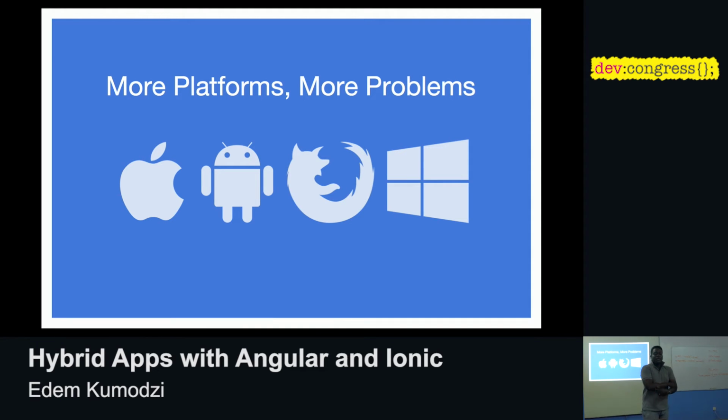So if you want to build a mobile app today, there's this problem, right? If you're building for iOS, you're choosing either Swift or Objective-C. If you're building for Android, you're choosing Java or Kotlin. Firefox has its own platform too; I don't really know what they are using for that. If you're building for Windows, then you're building with either C# or some language that can compile into .NET, right?